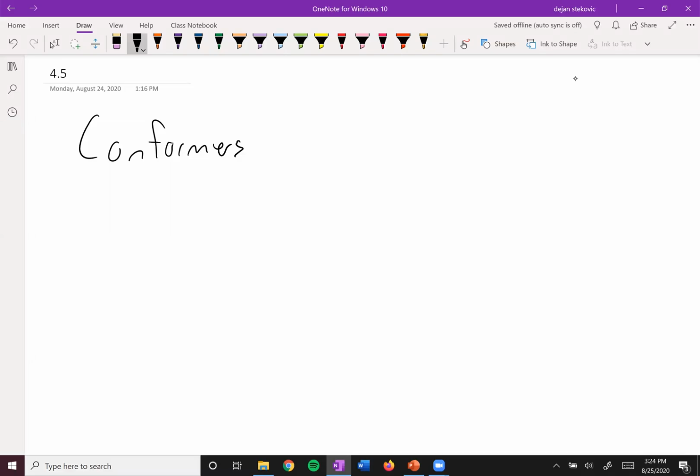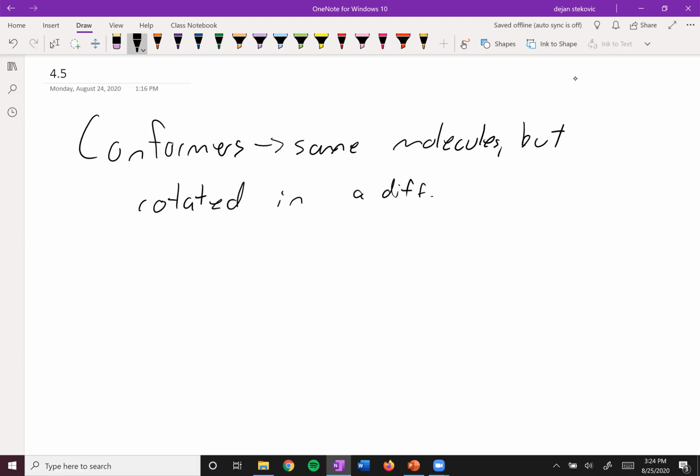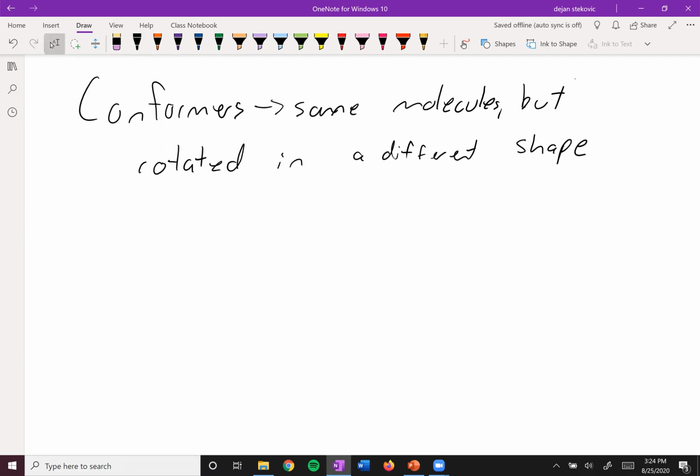All right, so next up, we're going to take a look at conformers. So conformers, it's the same molecule. It's just rotated in a different 3D shape. So you can think of one conformer as you standing up, and then maybe another conformer as you standing down. So we'll take a look at the simplest one, ethane.